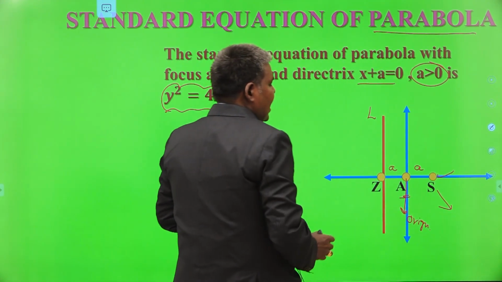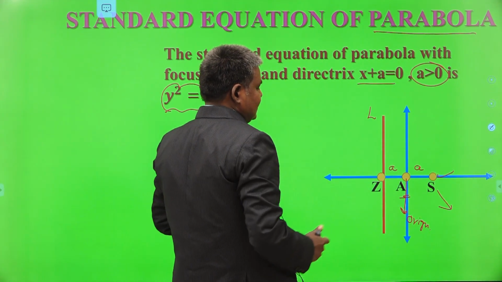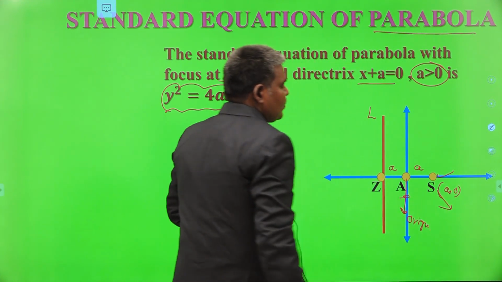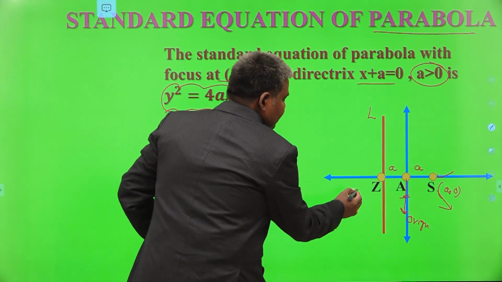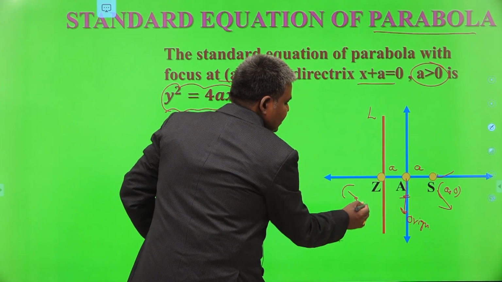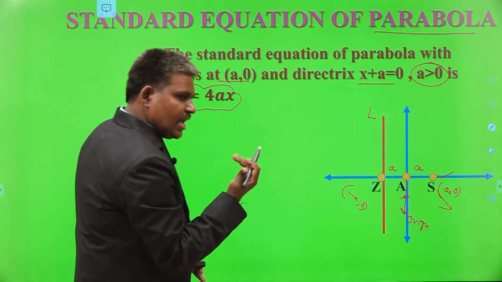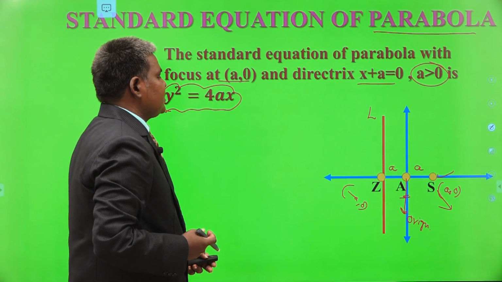We are choosing A as origin. S is at a distance of a units rightwards on the x-axis. So immediately the coordinates of S are (a, 0). Now tell me, what are the coordinates of Z? This is (minus a, 0), because Z is on the x-axis, a units to the left of the origin. So the coordinates of Z are (minus a, 0).